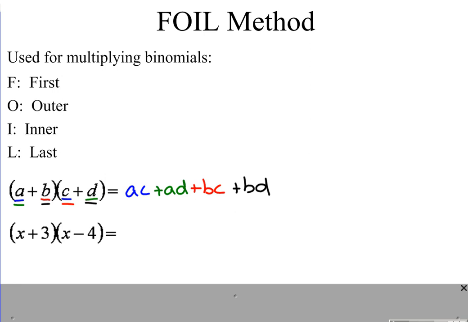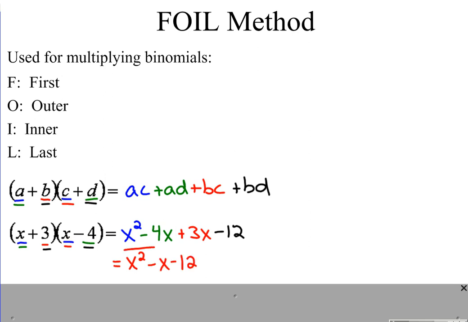Foiling here. Take X times X. First times first, X squared. Outer, X times negative 4, negative 4X. Inner, 3 times X is 3X. And last, take 3 times negative 4, it's negative 12. Now here we do have some like terms we can add. Our X terms we can add to one another. So we have X squared. Negative 4 plus 3 is negative X. And we have a minus 12. And we cannot go any further then because there are no other like terms.